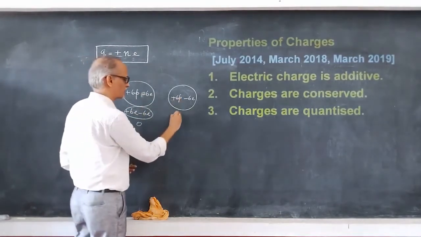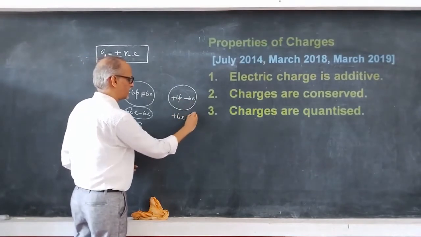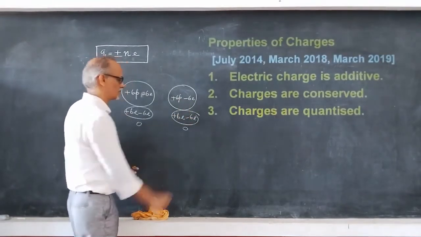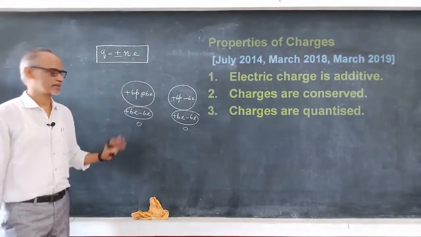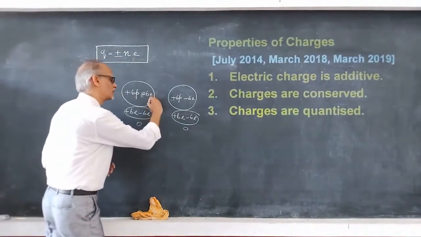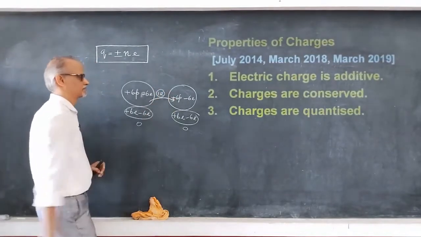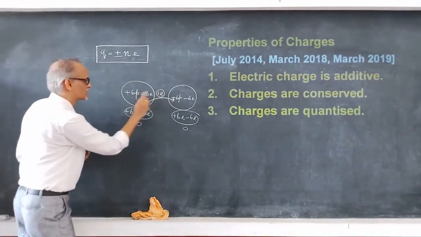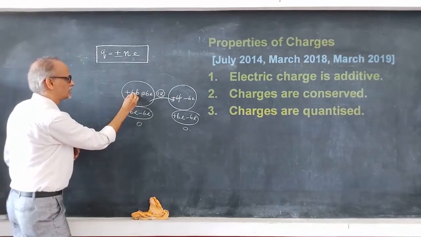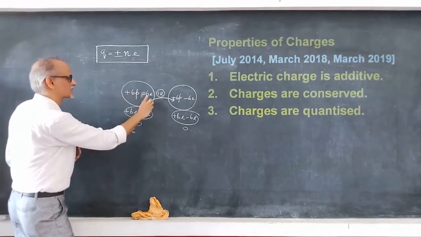Here also 6 protons, which is plus 6e, minus 6e. What is the net? It's 0. Net is 0 right now. Now I'm going to transfer 1 electron from here to here. 1 electron is transferred. So now, once 1 electron is transferred, look at this. Here it is plus 6e. This has lost an electron.